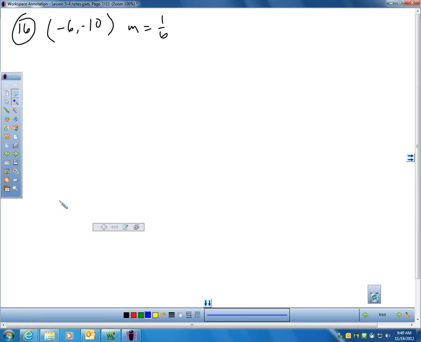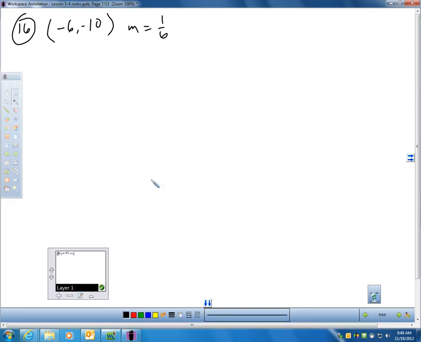Okay, one more just to make sure we got this down. Number 16, they gave us a point and they gave us a slope, and they want standard form. So remember, to write a standard form equation, the first thing we must do is get our point slope form written out properly, which I'll do right now. I'm plugging in a sixth, I meant to say, for my slope.